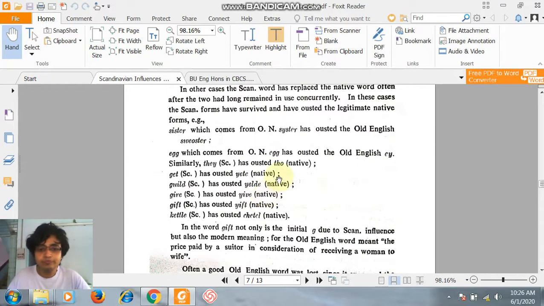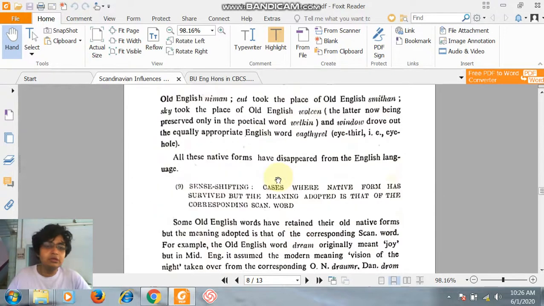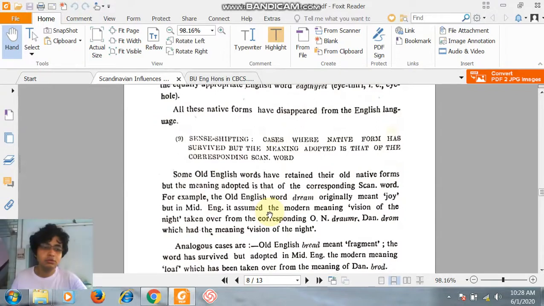So, we will now discuss the sense shifting, that is, cases where the native form has survived but the meaning adopted is that of the corresponding Scandinavian word, where the native word has survived, that is, the Old English word has remained, but the present meaning that the word is carrying becomes Scandinavian.